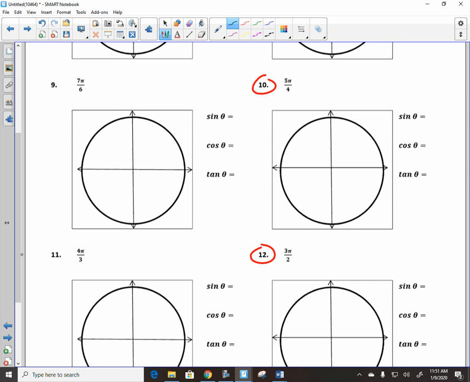Try number 10. 5 pi over 4 is how many degrees? 225. What special triangle is formed? A 45, 45, 90. So what's your terminal point? So what's the sine value? Negative root of 2 over 2. Cosine? Negative root of 2 over 2. Tangent, how do I determine tangent? Divide them and I get 1.